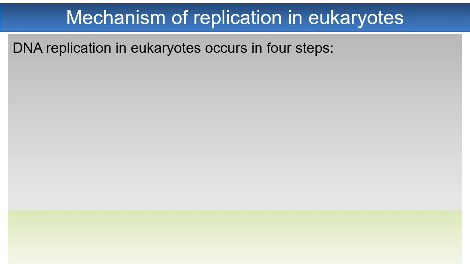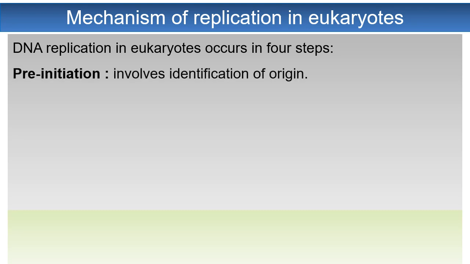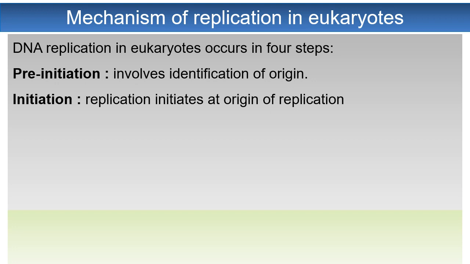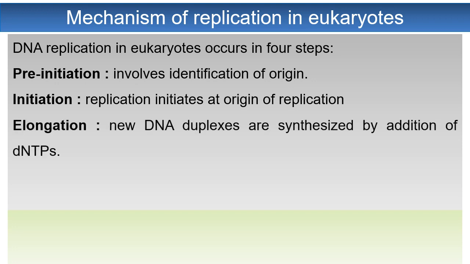DNA replication in eukaryotes occurs mainly in 4 steps. The first one is pre-initiation, where the origin of replication will be identified by a number of protein complexes. Then comes the initiation part, in which the replication will initiate at the point of origin. Then comes the elongation process, in which the new DNA polynucleotide chains will be synthesized by addition of deoxyribonucleotides, in short dNTPs, by a number of enzymes, though the principal enzyme is DNA polymerase.